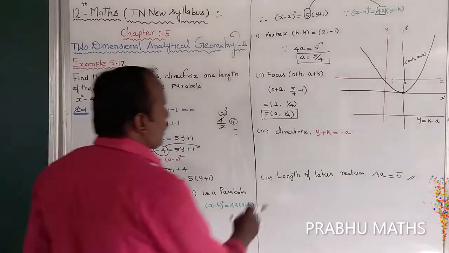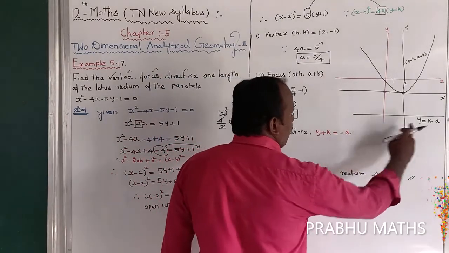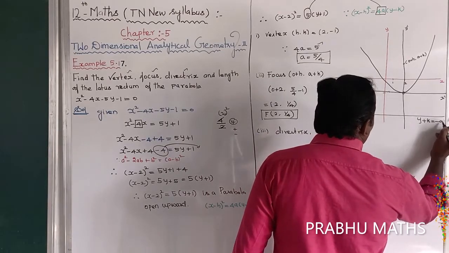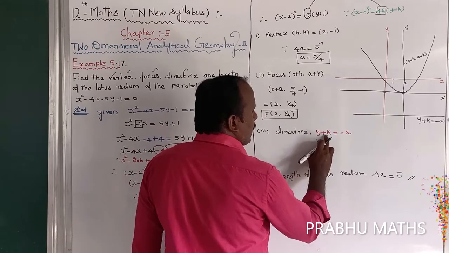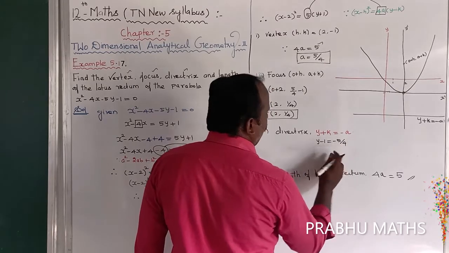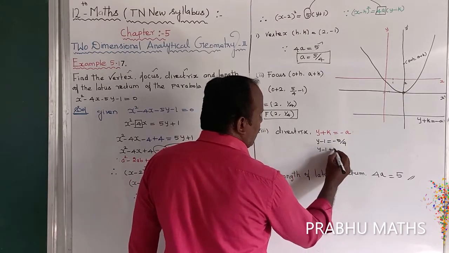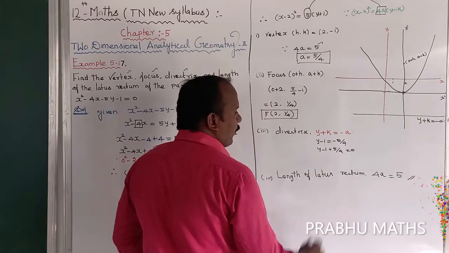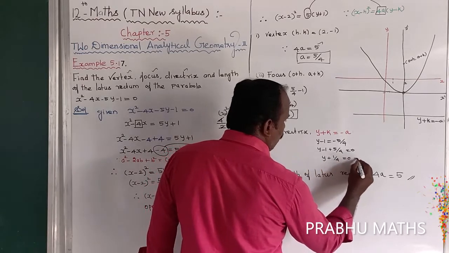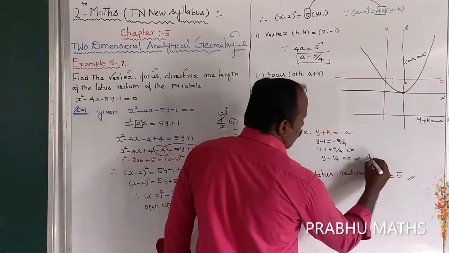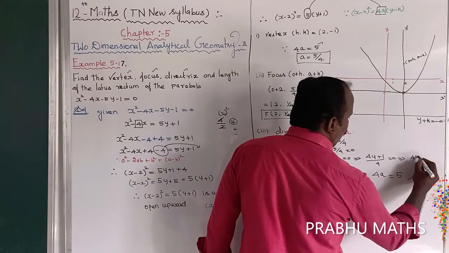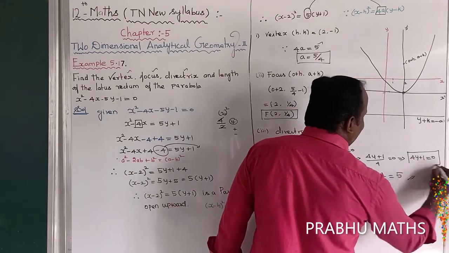The directrix formula has some small changes. The directrix is y plus k is equal to minus a. That is the formula. Now y plus k means minus 1, so moving this to the right side, that is equal to minus 5 by 4. Next y minus 1 plus 5 by 4 is equal to 0. By cross multiplication, y plus 1 by 4 is equal to 0, which implies 4y plus 1 whole divided by 4 equal to 0, so 4y plus 1 is equal to 0. That is the directrix formula.